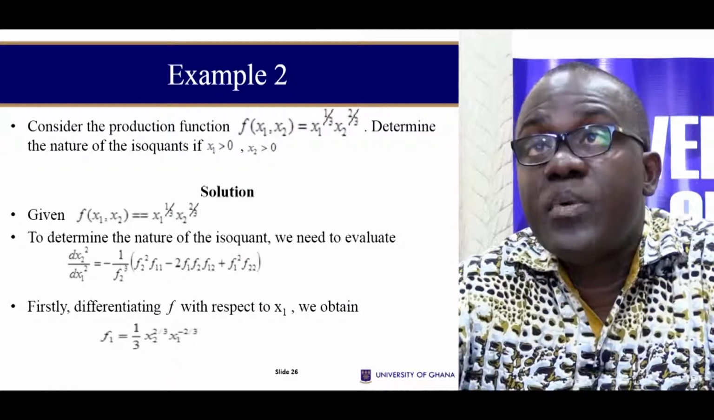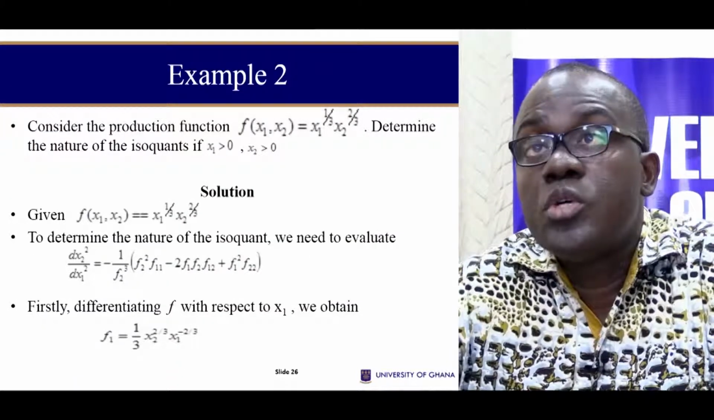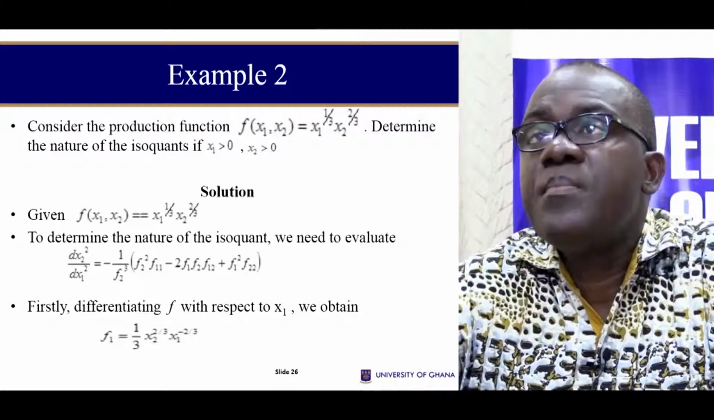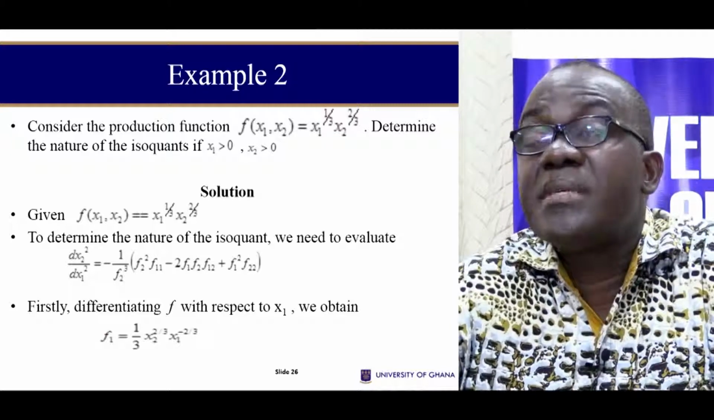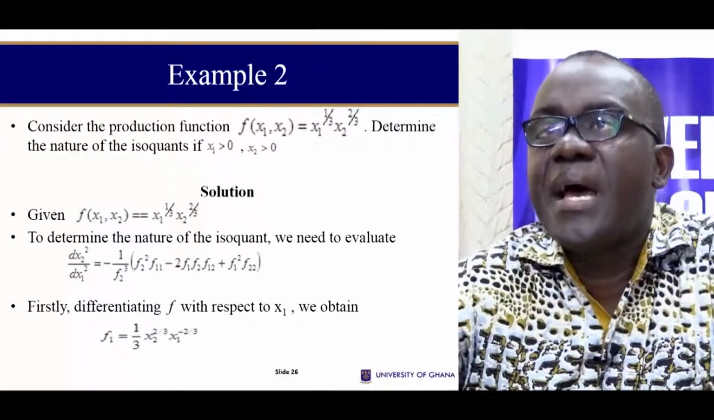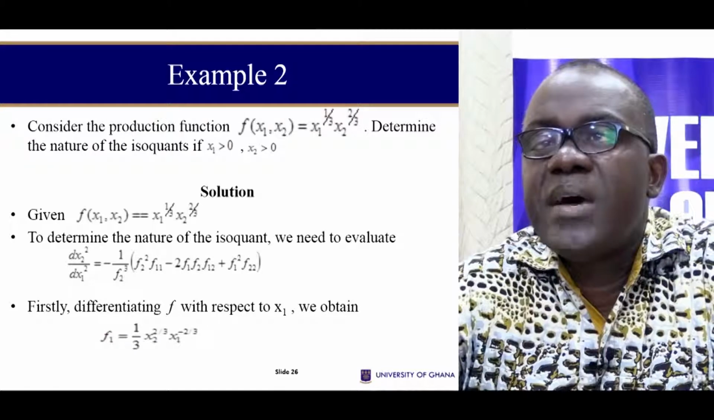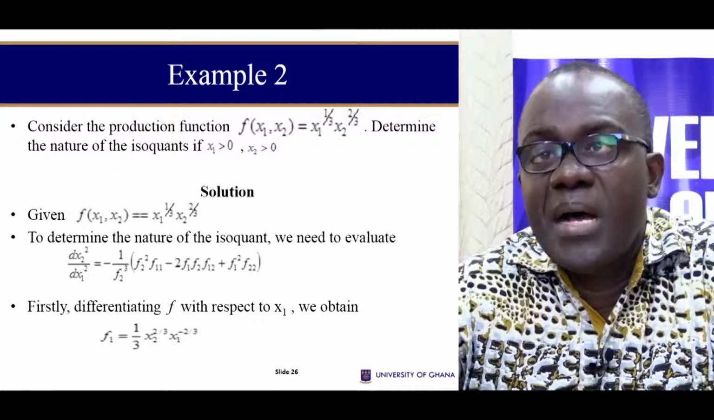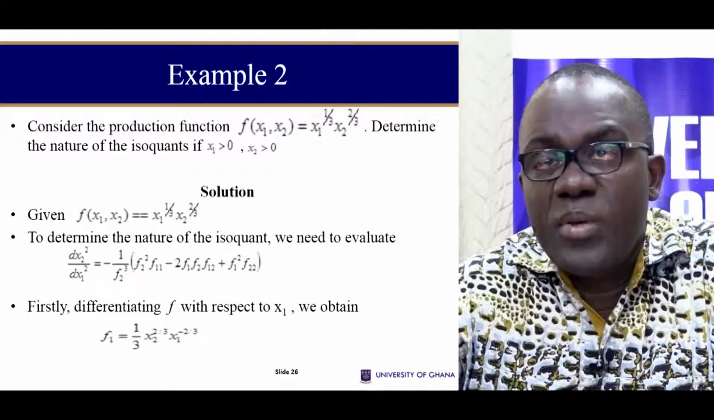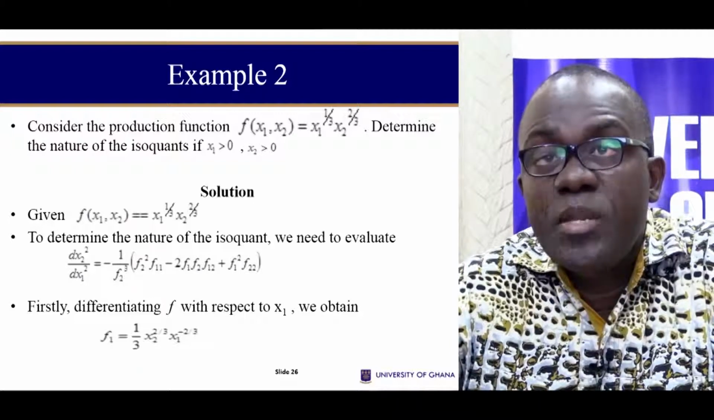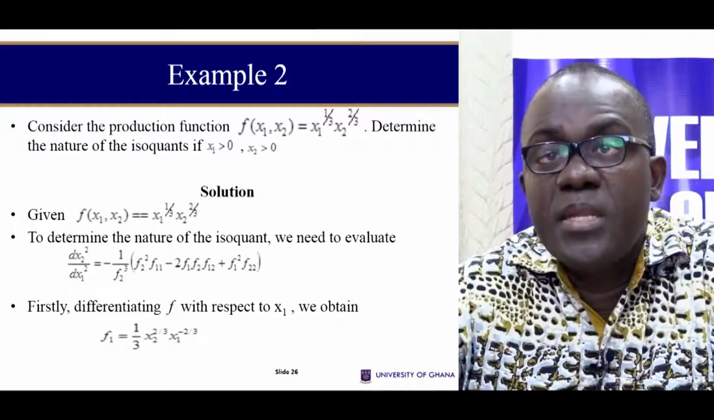Let's look at an example. We have this function involving two inputs, and we are supposed to determine the nature of the isoquant. So this is our function. We just have our conditions for the second order, which we have already prepared. There's a cooked formula that you can use.